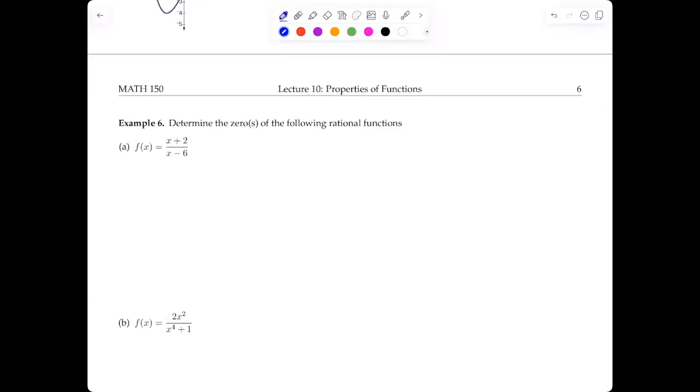So in this case, you want to determine the zeros of the following rational functions. That means you want to find the value of x such that the function is equal to zero. So you want to find x such that f of x equals zero.